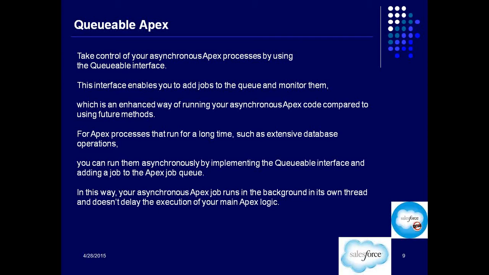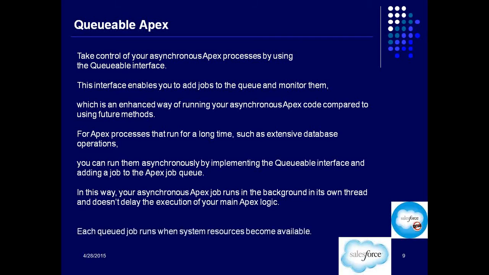So if it is running in the background, anything else happening on the front end, or any synchronous Apex which is getting executed at runtime, also does not get hampered. This keeps on running in the backend in its own thread, and it does not interrupt any other synchronous Apex from getting executed. All right.